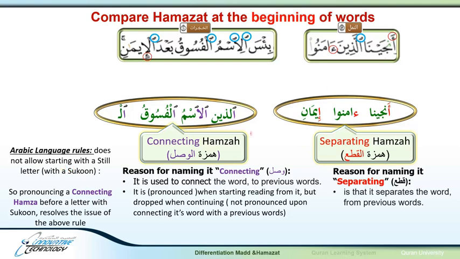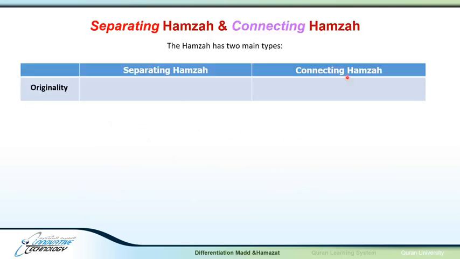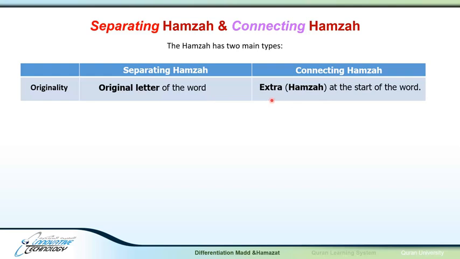So with those examples, we have known enough about the separating hamza and connecting hamza to differentiate them. And for that, we're going to use a table. On the left here, we have the separating hamza, and on the right, we have the connecting hamza. The first differentiation point is looking at how original the hamza is in terms of the structure of the word. The separating hamza is an original letter, which is part of the word, while the connecting hamza is an extra letter that is added to the original word at the start.